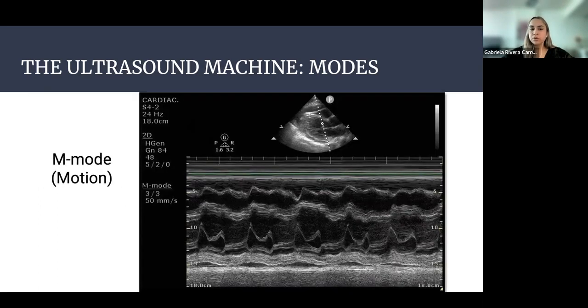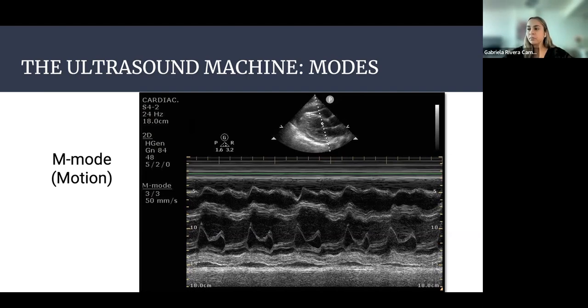M mode, also called motion mode, captures returning echoes in only one line of the B mode image displayed over time. Movement of structures positioned in that line can now be visualized. Often, M mode and B mode are displayed together in real time on the ultrasound monitor: M mode at the inferior portion of the image, and B mode at the superior portion.